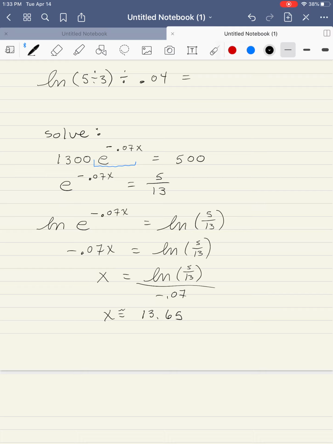So now we've learned how to solve exponential equations, in other words, equations with the variable in the exponent using the natural logarithm. And we're going to see in our next lesson that this will be very, very useful to us in our application.